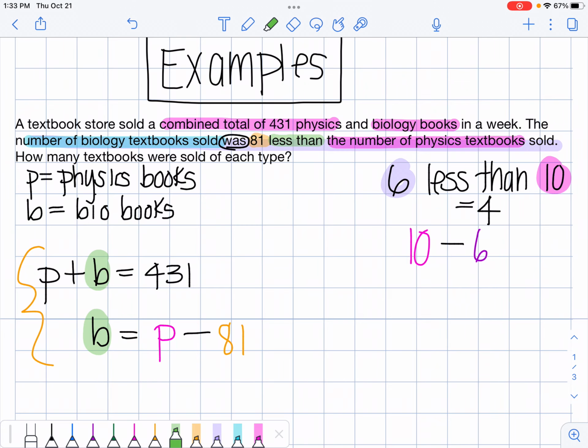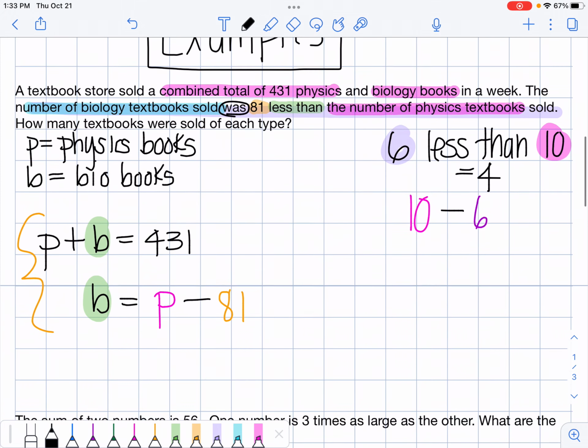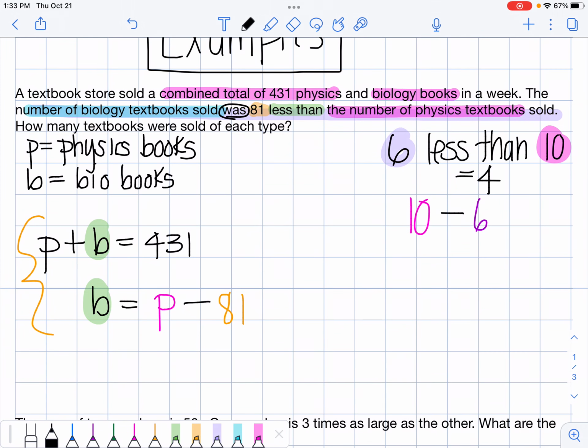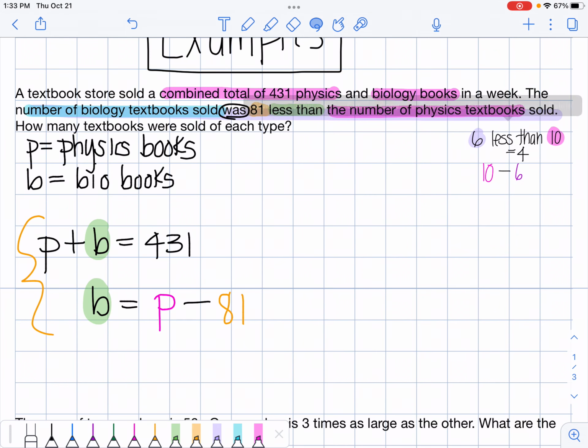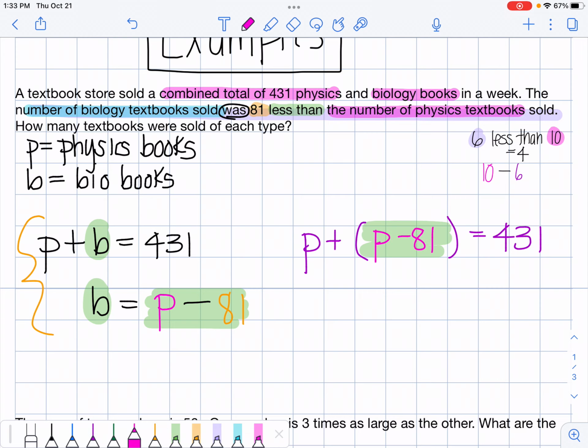So what I'm going to do is set up my skeleton. Let me just make this a little bit smaller and get this out of the way. I'm going to say that p plus my b value equals 431. My b value goes right here, but what's b equal? B equals this. So I'm actually plugging in here p minus 81. Now I'm going to solve my equation.